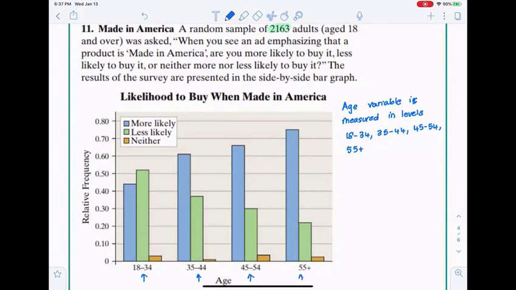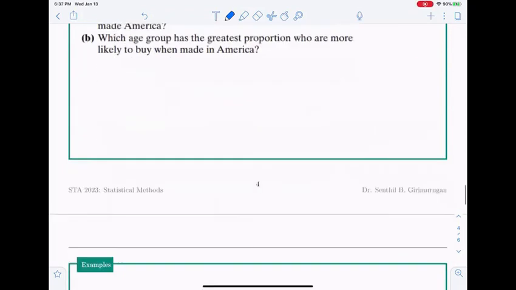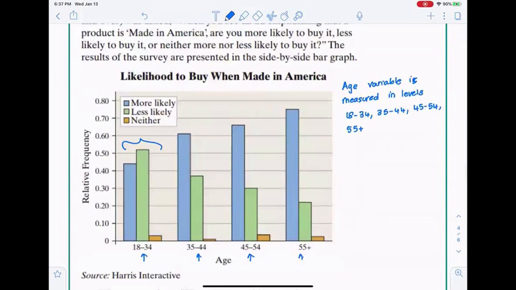But within each level, we have 3 options. So the second categorical variable is the response. More likely, less likely, or neither would be the next categorical variable.